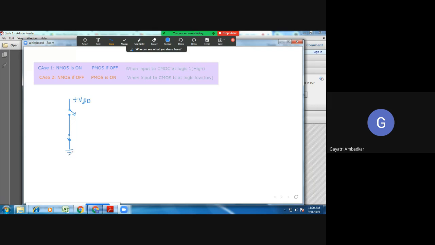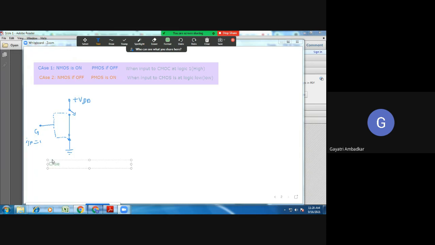So this was the ground. Okay, and you know, this we have connected. Sorry, not ground, extremely sorry, it was our gate. Okay, so input was equal to 1. So I have represented here case 1.